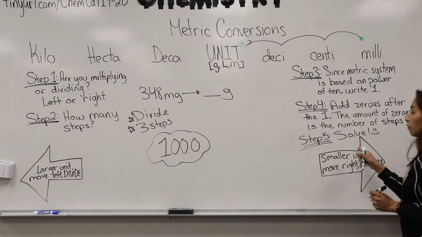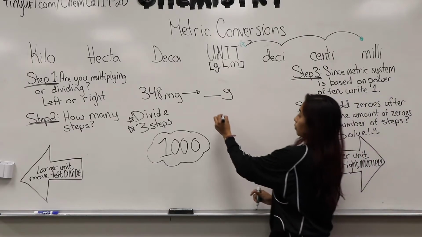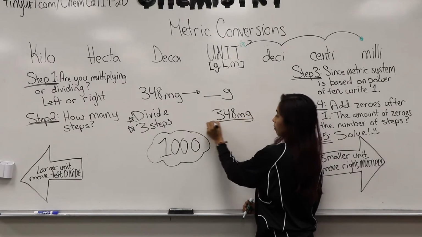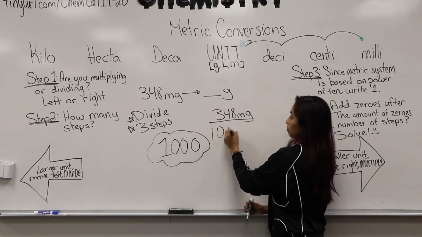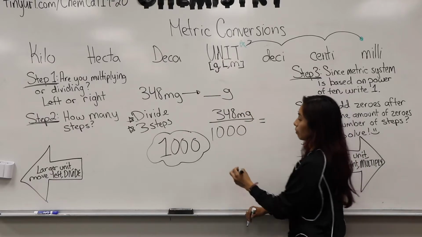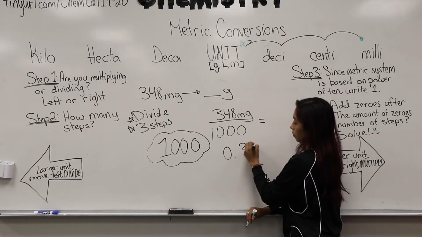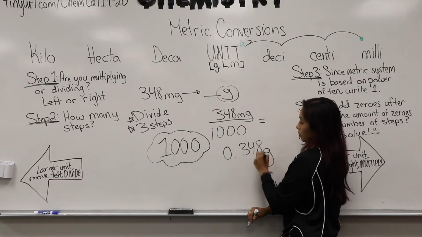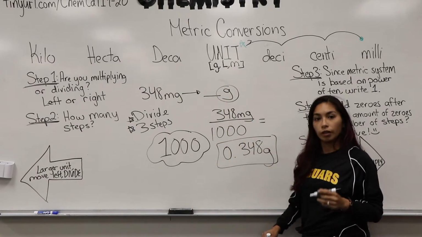And then we have to solve. So I know that I have 348 milligrams, and I have to divide by how much? By 1,000. Once I divide by 1,000, it will be 0.348. My new units will be grams. And that's all you do.